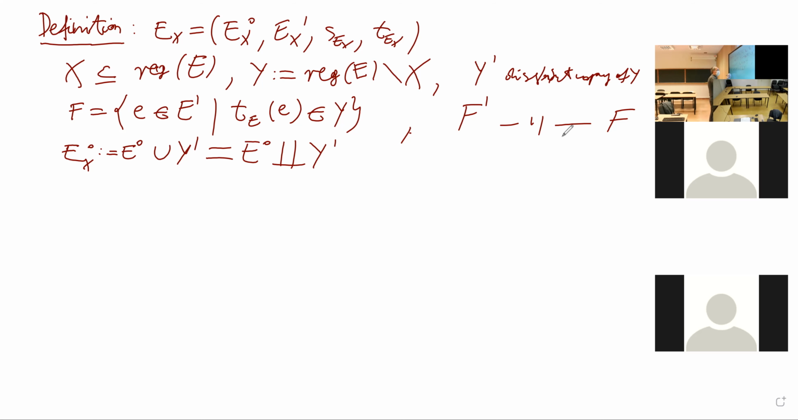And likewise, EX1 is just E1 set union with F prime. And again, this is a disjoint union. So this is E1 disjoint union F prime. This is why for all our formulas, we just have to say what happens to E0, Y prime, E1, F prime. And I apologize for not being able to distinguish between my 1 and my prime. Okay, so that's the first definition that we have to bear in mind.